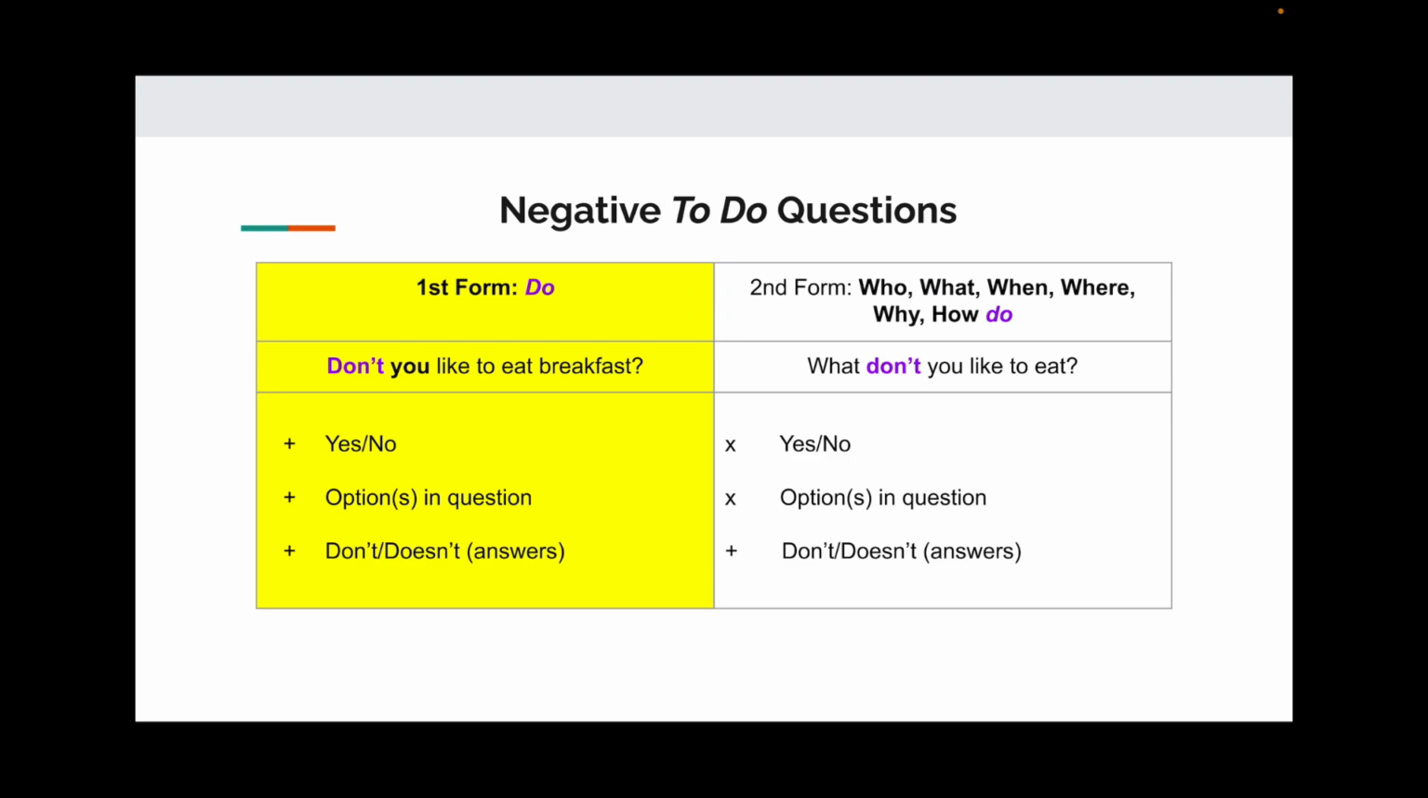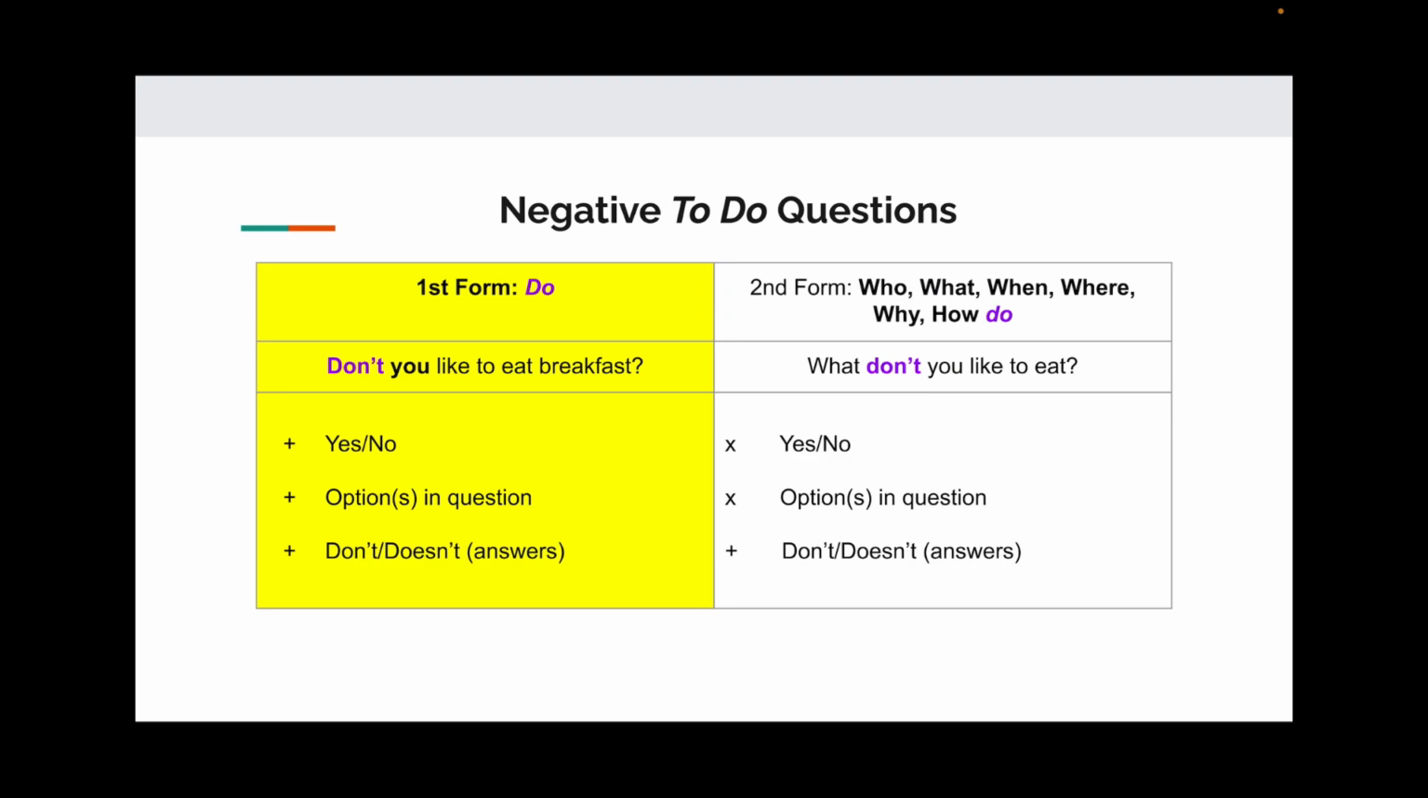And you can use don't or doesn't in your answers because it's a negative question. That means you are going to have a negative answer for the most part. For the second form example, we have, what don't you like to eat? And so again, just like second form positive, we cannot answer these types of questions with yes or no. They don't have options to choose from in themselves. However, you can answer these questions with don't or doesn't depending on the subject.